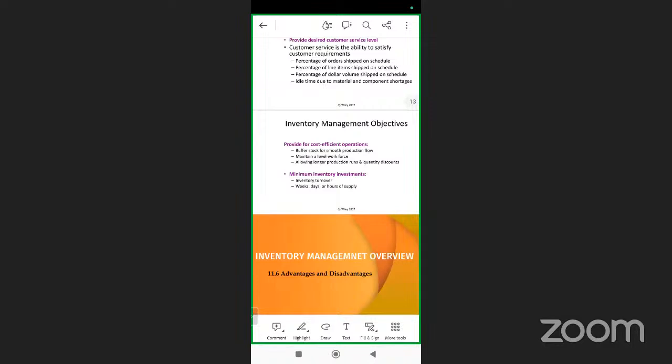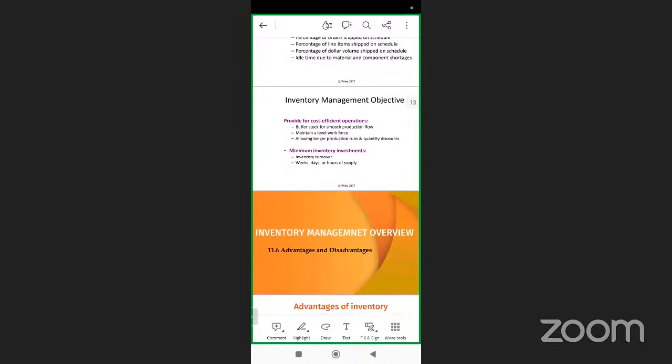And minimum inventory investments. Here, we don't need to put in the full investment, but we can have a minimum, for example weeks, days, or hours of supply. We can think of it that way, no need to have a continuous thing. Sometimes if we require a weekly inventory stock, we can do that. If you want monthly or the like, we can also maintain that.